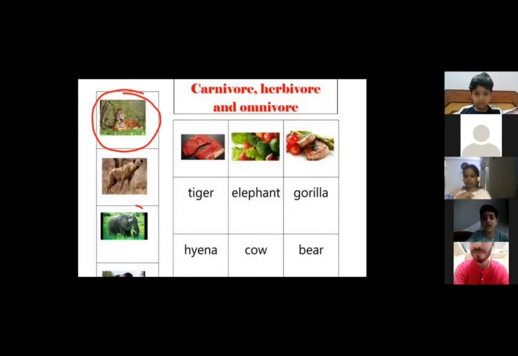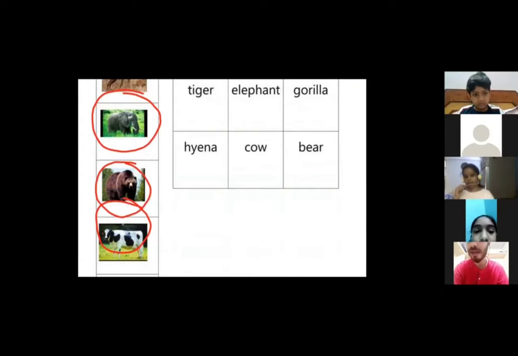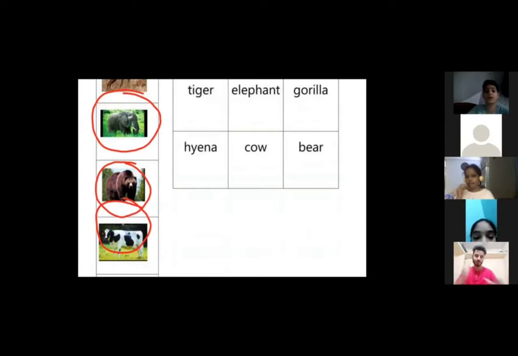Elephant, sir, it is a herbivore. Because it eats grass only. And then we have bear. Sir, it is an omnivore. Sir, bear is an omnivore. And it only eats.